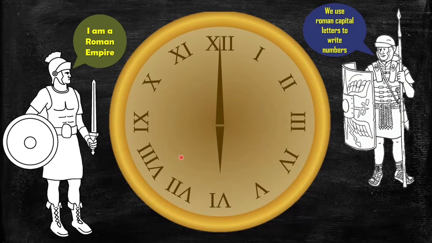Now look at the clock here. This clock does not have numbers. It has some symbols instead. Symbols from 1 to 12. And these symbols are the Roman numerals. Where did these Roman numerals come from? They came from ancient Rome. People from Rome were called the Romans, and these Romans used capital letters to write numbers. That is why they were called Roman numerals. The letter I was the symbol used for 1. Letter V was used for the number 5, and letter X was used for the number 10.